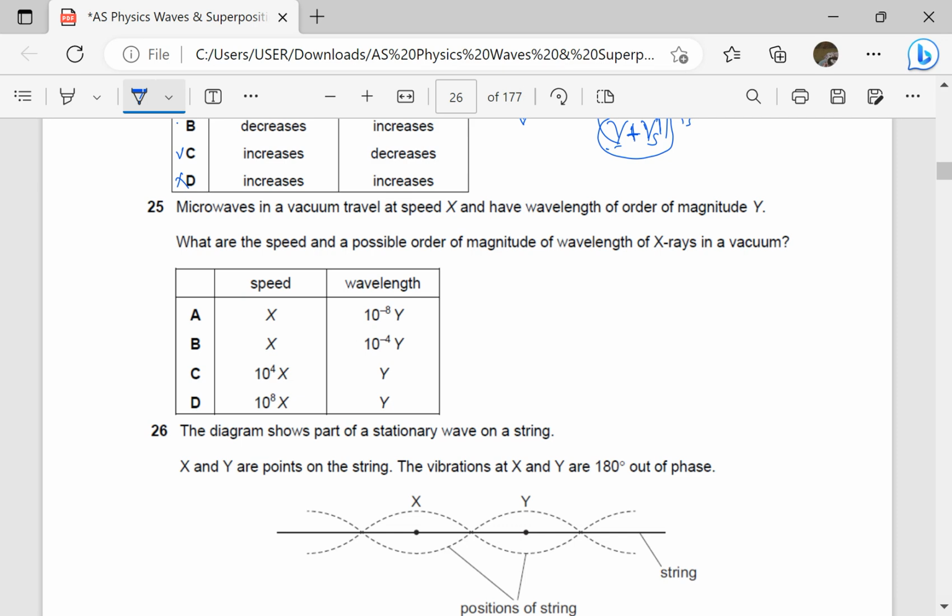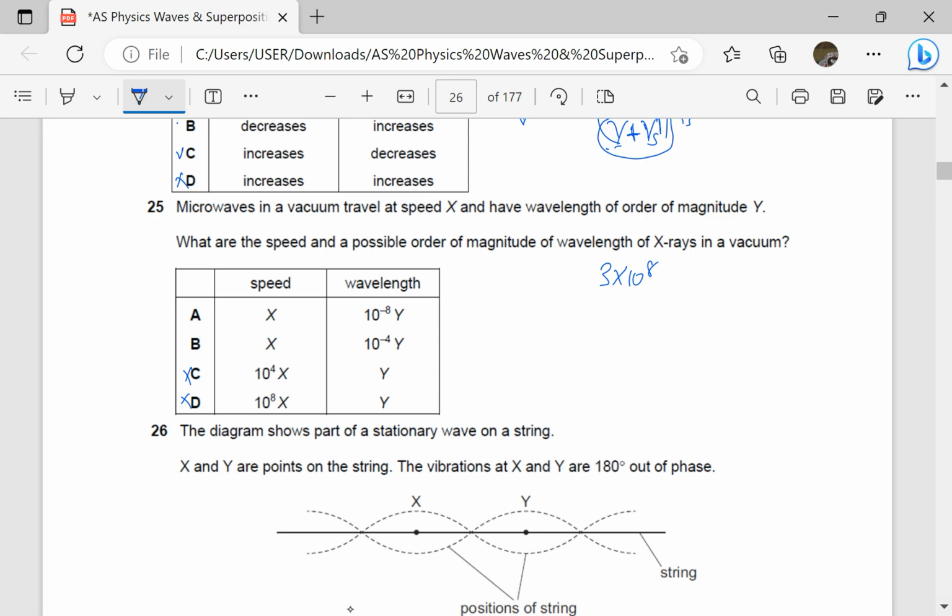Microwaves in a vacuum travel at a speed x and have a wavelength of order of magnitude y. What are the speed and a possible order of magnitude of wavelength of X-rays? Of course, the speed must be the same. The speed is the same, so we eliminate C and D. They travel at the speed of light, 3 times 10 power 8, X-rays and microwaves. So we remain with two options.